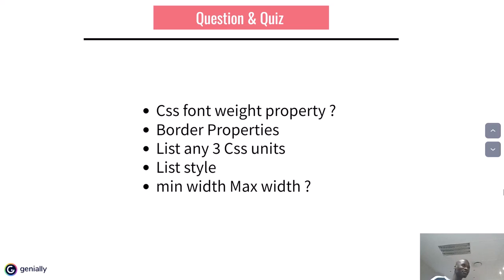Okay, so can you guys list any three? No, not three. Make it 10 even. CSS units. Number 1, pixel. Any 10 CSS units. And it's also VH.